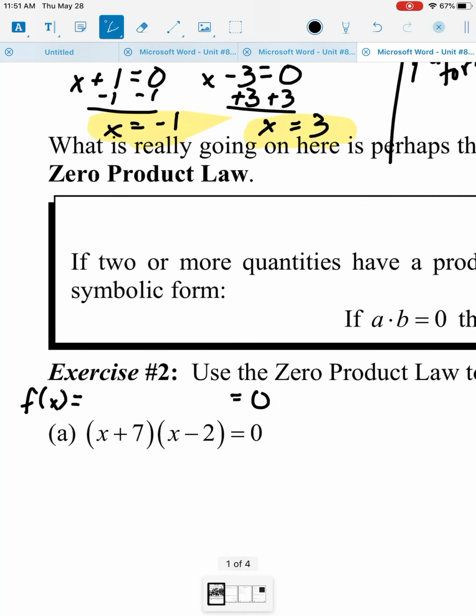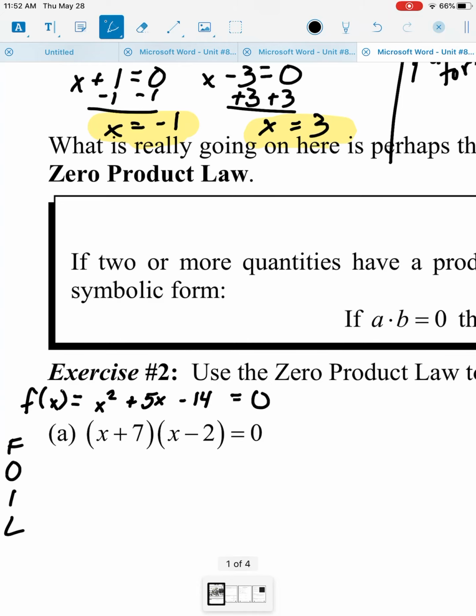Now, if we do our FOIL, if we multiply these two binomials together, we multiply the first terms, the outside terms, the inside terms, and the last terms. That's where I get the acronym FOIL. We can actually find out what the original trinomial was. Doing some quick math, x times x is x squared, x times negative 2 is negative 2x, and 7 times x is 7x. You put them together, 7x minus 2x is 5x, and then 7 times negative 2 is negative 14.